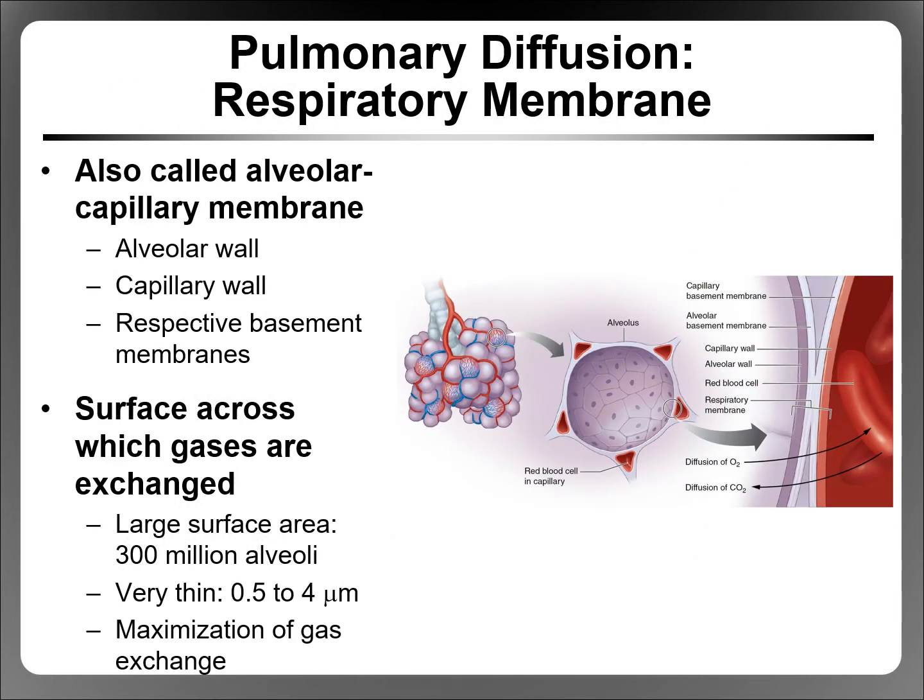All right, so diffusion is going to occur across the respiratory membrane. You may also hear this referred to as the alveolar capillary membrane. And this is basically just the connection of an alveolar wall to a capillary wall, and then the respective basement membranes that kind of make these two stick together. There is going to be a very large surface area where these gases are exchanged, but it's very, very thin. We're talking somewhere between 1 to 3 cells thick. This allows for the maximization of gas exchange. It's a very efficient and quick system.